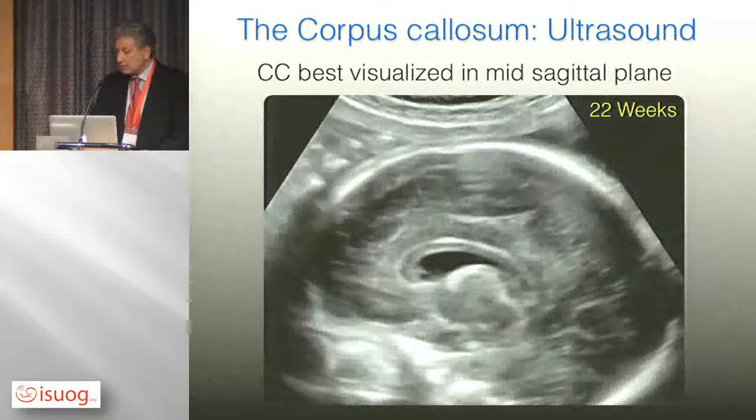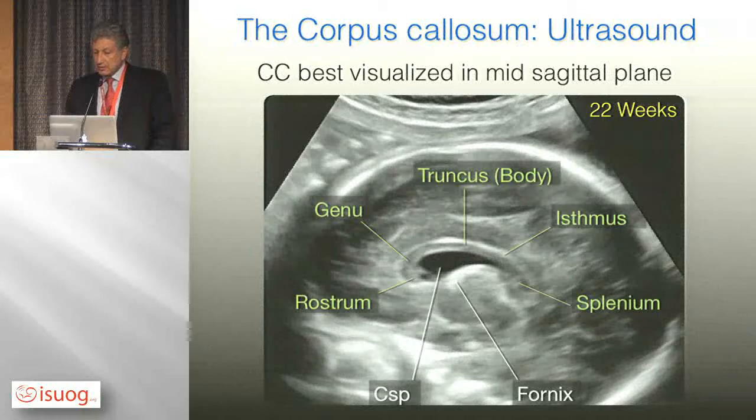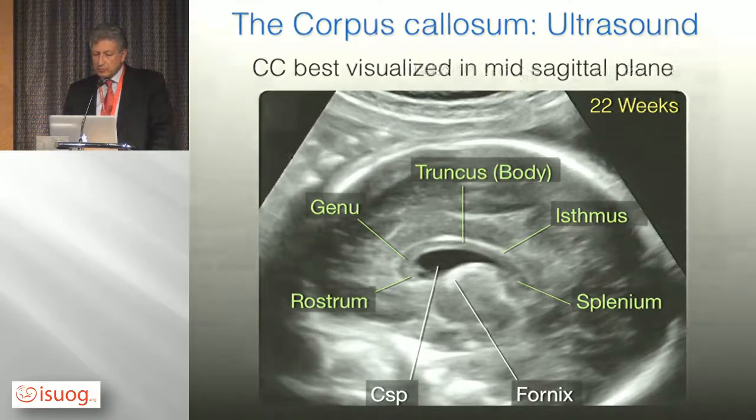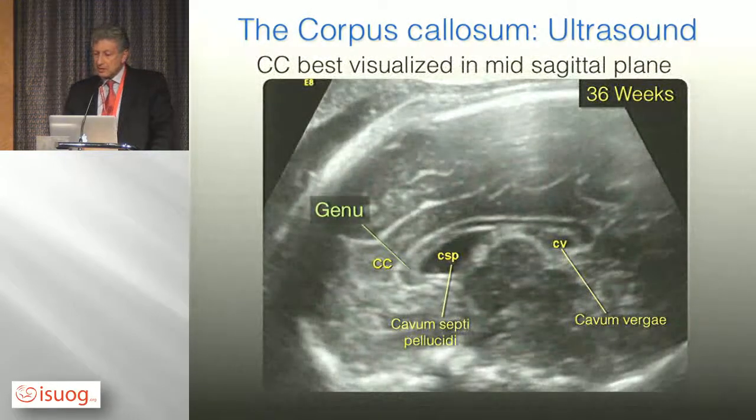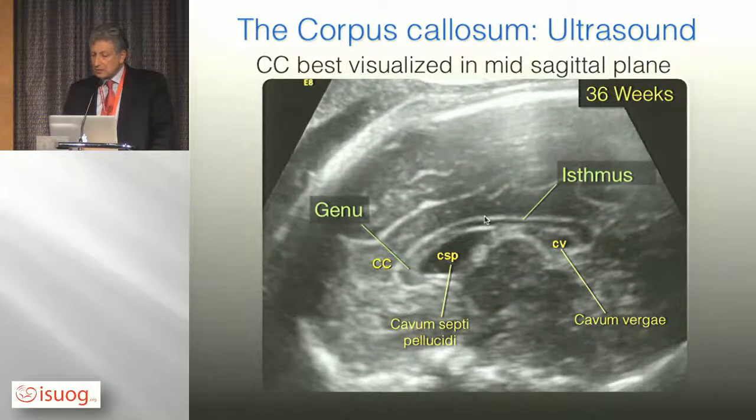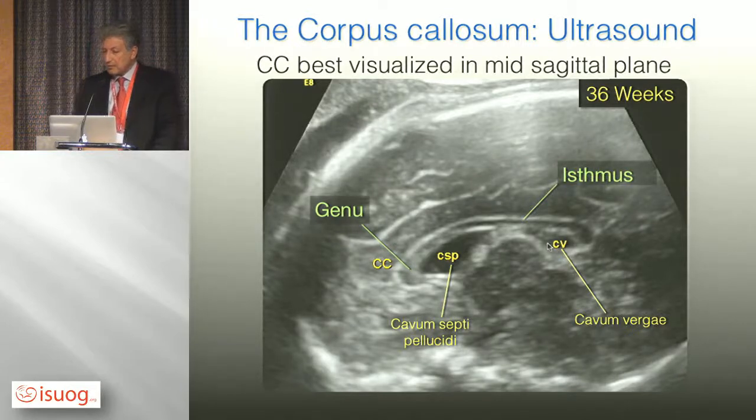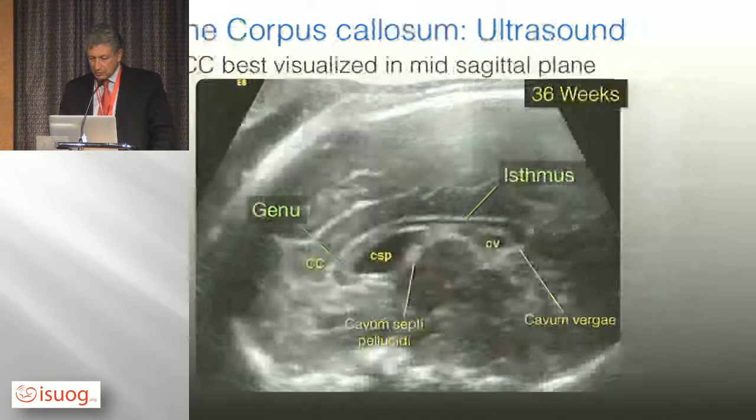In an ultrasound, this is what we see. We see all the parts, but the splenium is not very well developed in mid-gestation, and the isthmus has the same size. But if we proceed until late gestation, this is 36 weeks, you see that the isthmus is getting thinner, and we have the cavum vergae then appearing separated from the cavum septi pellucidi, and we see the more developed splenium of the corpus callosum.